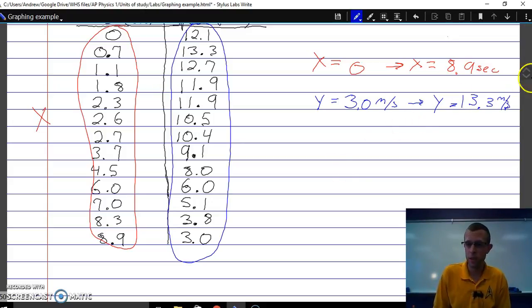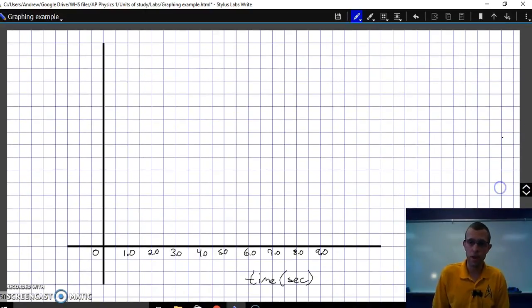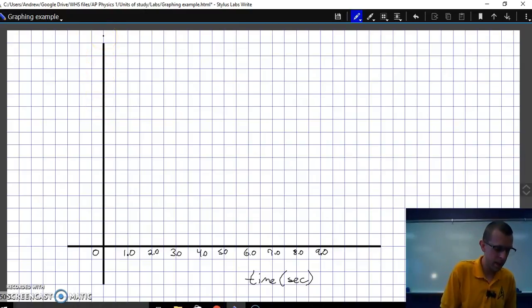And I'll do the same thing I did before. I'll just count my number of spaces and divide 13.3 by the number of spaces. So I've got 1, 2, 3, 4, 5, 6, 7, 8, 9, 10, 11, 12, 13, 14, 15, 16. And 13.3 divided by 16 gets me 0.83. Again, I'll round up to the nearest 1, 2, or 5. So that'll get me up to 1.